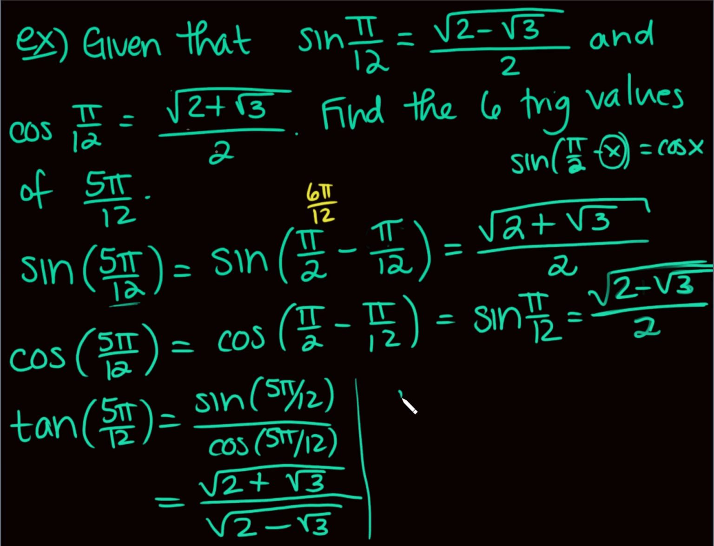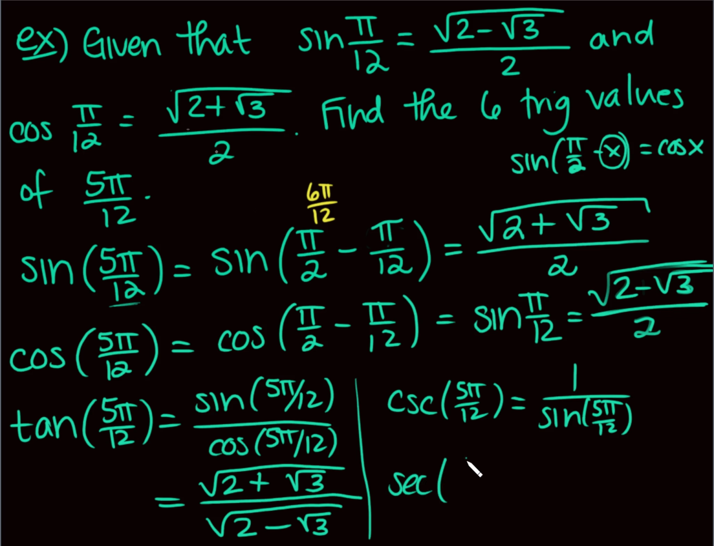Same thing with, if I wanted to find cosecant of 5 pi over 12, I'm going to just take 1 divided by sine of 5 pi over 12. So I would just take this and flip it. Same thing with that one, and I'll let you figure out how to rationalize that denominator. It's a little bit complicated, but I'm sure you can do that.